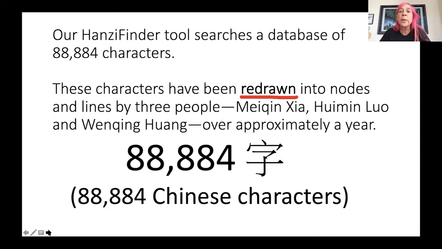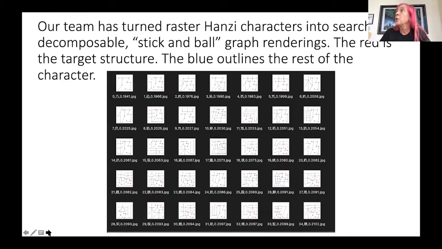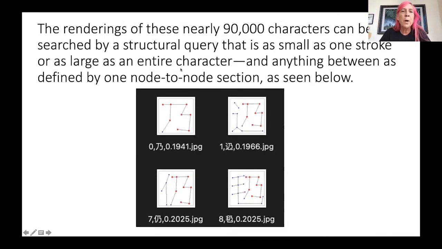These characters have been redrawn into nodes and lines by 3 people, Meiqin Xia, Huimin Luo, and Wenqing Huang, over approximately a year. The team has turned raster Hanzi characters into searchable, decomposable stick and ball graph renderings. The red is the target structure. The blue outlines the rest of the character. The renderings of these nearly 90,000 characters can be searched by a structural query that is as small as 1 stroke or as large as an entire character, or anything between as defined by one node to node section as seen below.